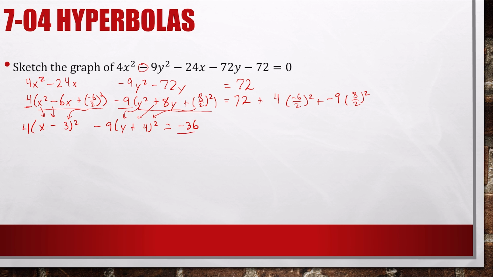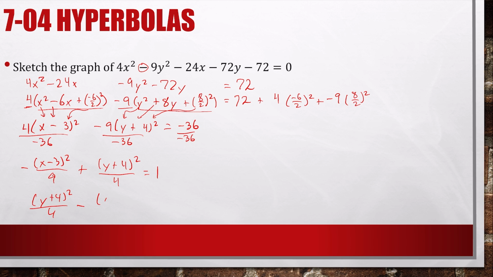We need this equal 1, so let's divide by the negative 36. Divide everything by the negative 36 and end up with negative x minus 3 squared over 9. This becomes plus, because negative over negative is plus, over 4. Well, to put it into standard, the positive should go first. So the y is going to go first, and the x's will go second.